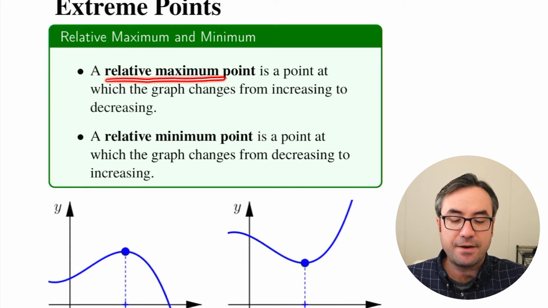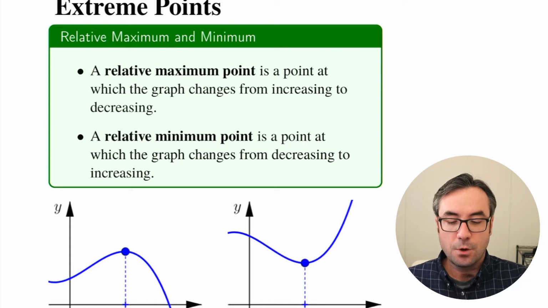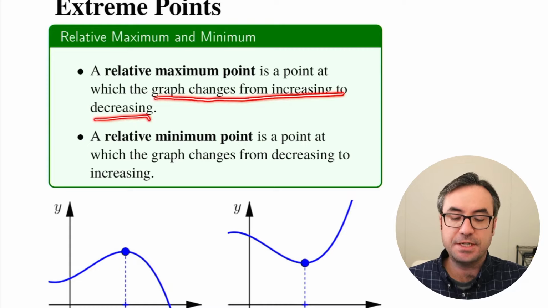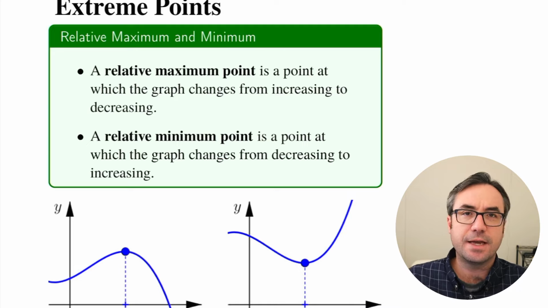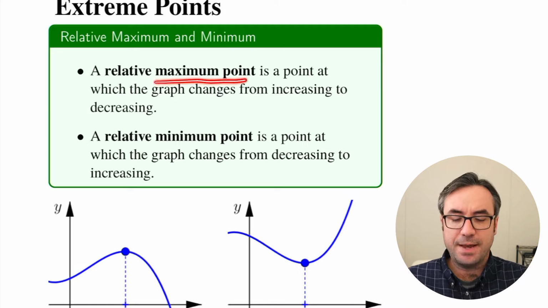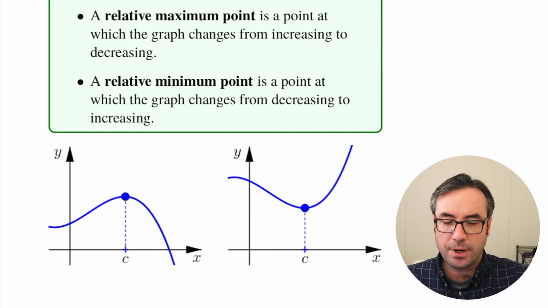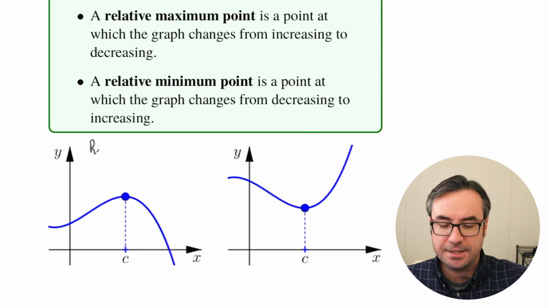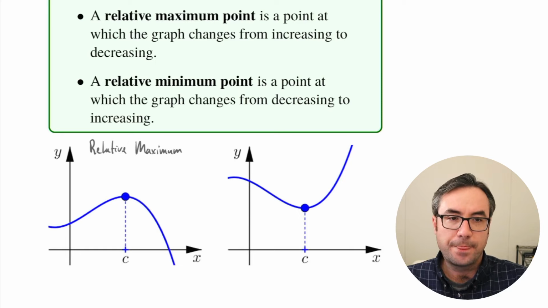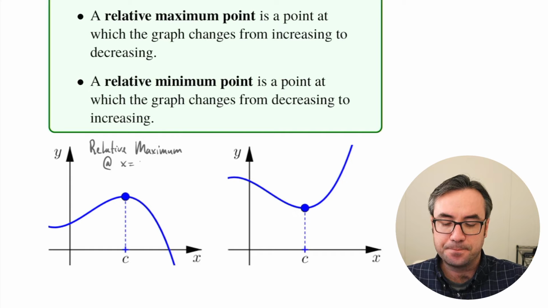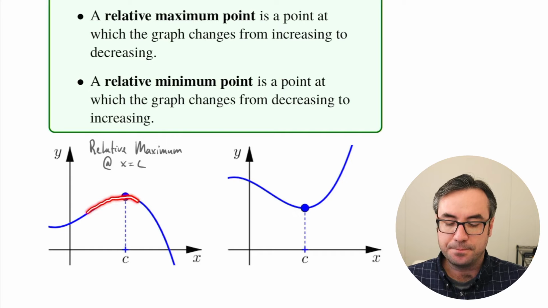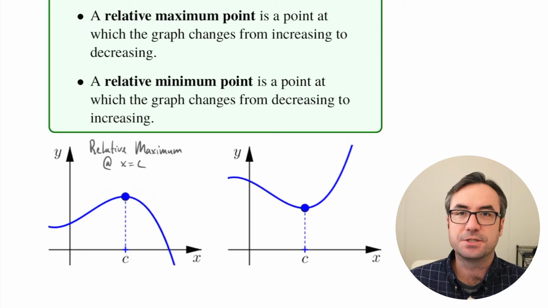We say we have a relative maximum point where the graph changes from increasing to decreasing. This is almost like a mountain peak on our graph, and we see an example right here. This function has a relative maximum right here at x equals c. This is a high point on our graph. If we were standing at this mountain peak, it would be downhill in both directions.